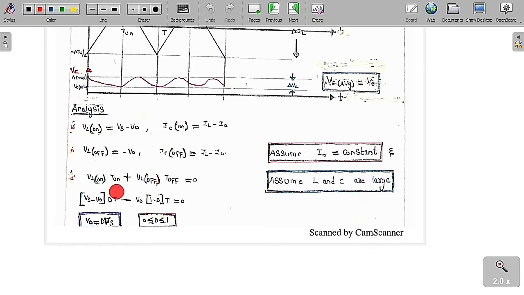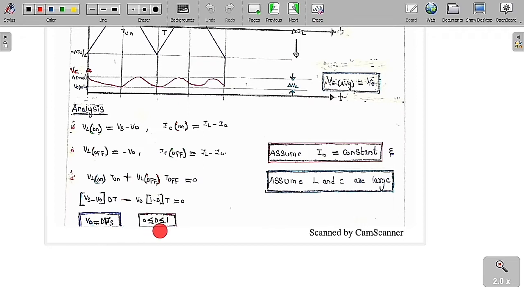I have already told you the average value of the inductor voltage is always equal to 0 and the average value of the capacitor current is always equal to 0. So VL on into T on plus VL off into T off is equal to 0. VL on is Vs minus V0, T on is D into T, and VL off is minus V0 into T off, which is 1 minus D into T, equal to 0. If we solve this equation, we get V0 is equal to D into Vs. So the average value of the output voltage is equal to D into Vs.